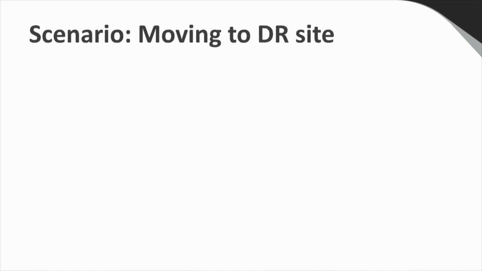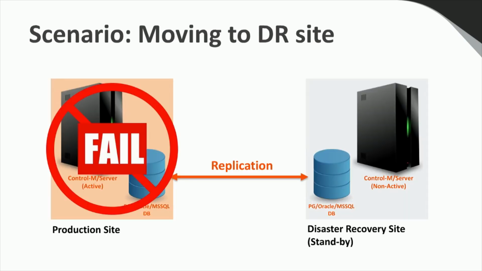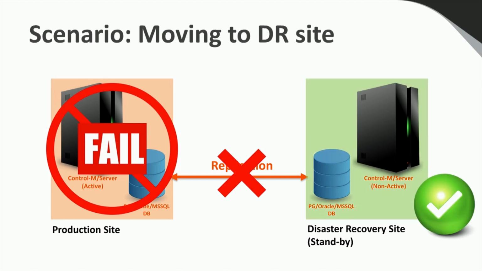Okay, so during our demonstration, we will address the scenario when our primary or production site goes unavailable. So we need to activate our disaster recovery Control-M server with its DR database. I will show you how to use the restore host config script in order to switch to our DR site. After that, I will show you how to return from the DR server to the primary Control-M server too.